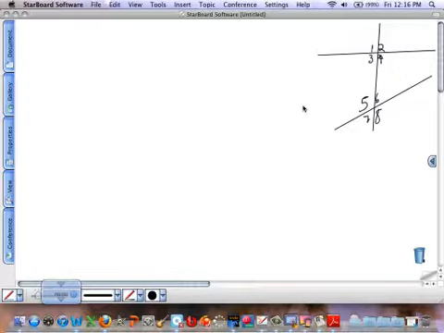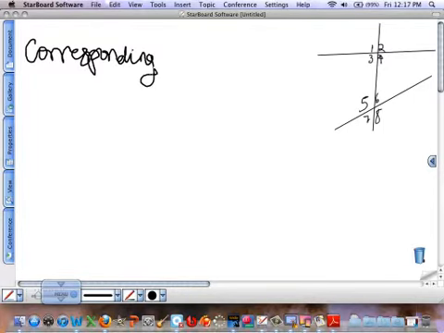So, your assignment last night was to research several terms and to come up with your own definitions and your own diagrams for those terms. So what I want you to do first is let's go ahead and take a look at corresponding angles. So we look at corresponding.